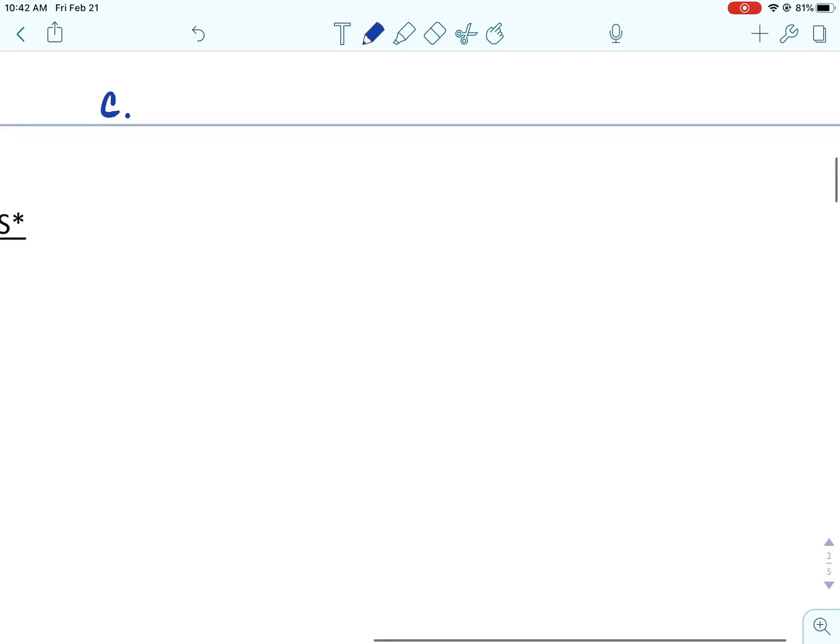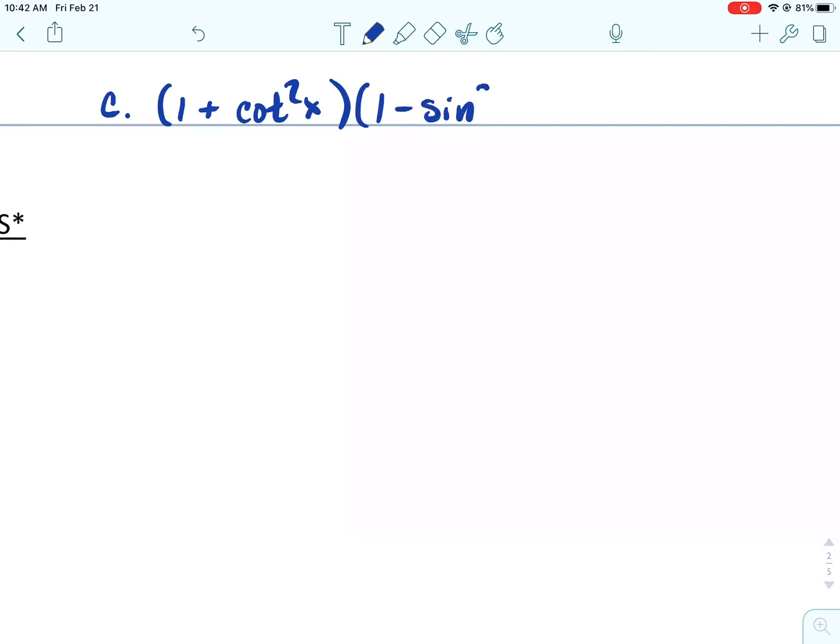All right, so for C, we have the quantity 1 plus cotangent squared of x times the quantity 1 minus sine squared of x. And eventually, we need to get that down to cotangent squared of x. Now, sometimes when we have these problems, you are going to multiply. And if we did it on this problem, it wouldn't help us. It wouldn't be wrong. It just wouldn't lead to the answer, I don't think. Or if it did, it would take a long time to get there.